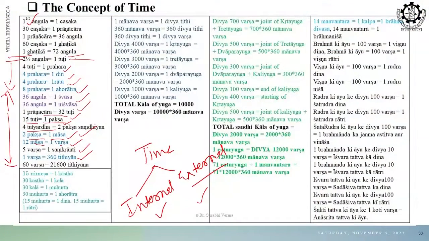12 mass becomes 1 varsh, and 5 varsh becomes 1 sankranti. That's why we are having sankrantis. We celebrate them as a festival. 1 varsh is having 360 tithi. So our Bharat's calendar, the calendar of Bharat's corpus, keeps 360 tithis. We have a total of 360 dates in our calendar, in our corpus. So 1 varsh is having 360 dates, and this time is fixed or universal with each of the manifested entities, with both of the possible time structures, internal and external.